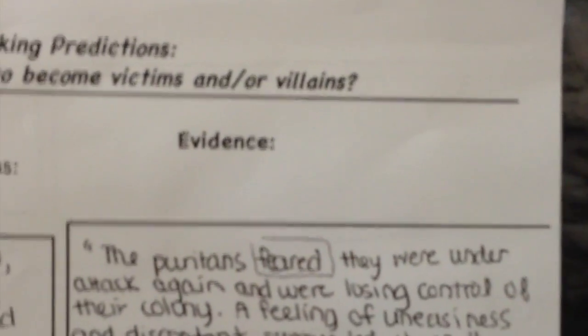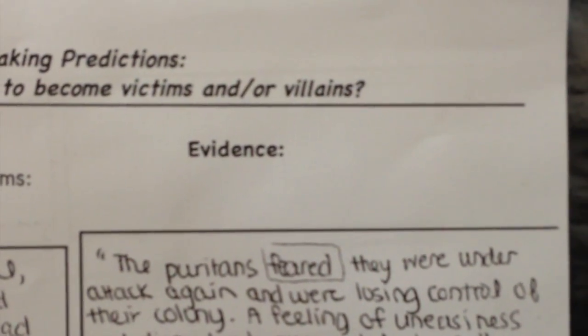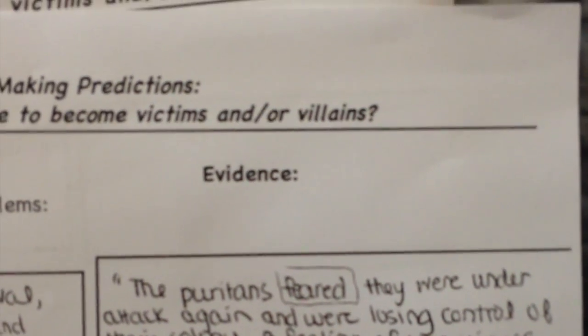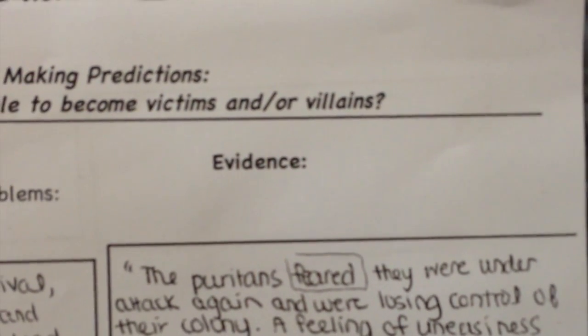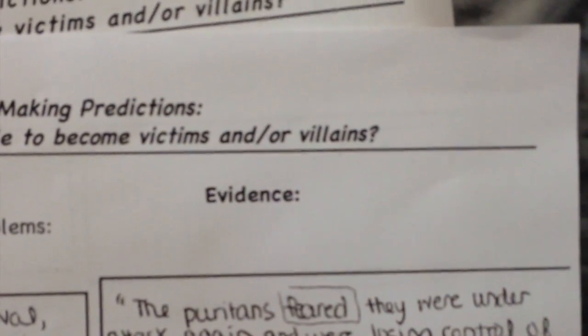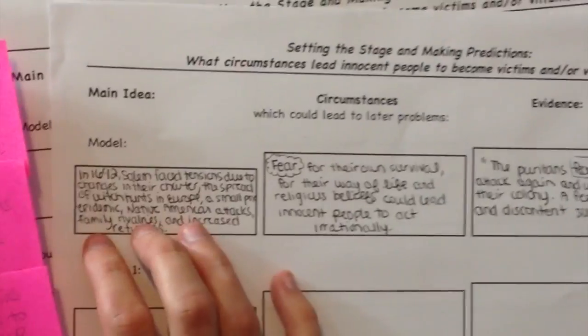The Puritans feared they were under attack again and were losing control of their colony. A feeling of uneasiness and discontent surrounded them. So I felt this best proves that fear could lead them to act irrationally. Fear could lead to the Salem witch trials.